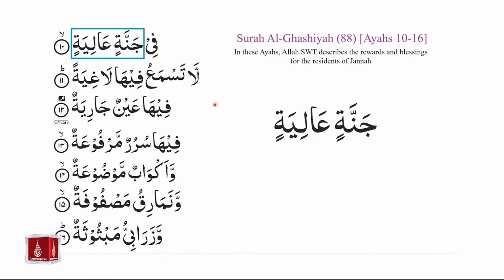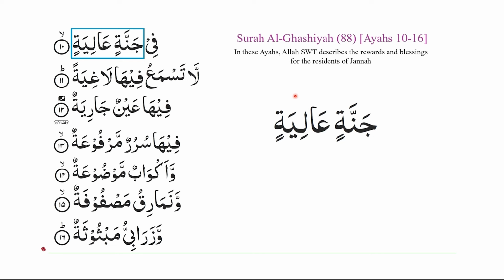Let us analyze the following ayat from the Holy Quran. These ayat are from Surah Al-Ghashiyah, which is Surah number 88 of the Holy Quran. In these ayat, Allah subhanahu wa ta'ala describes the rewards and blessings for the residents of Jannah. Looking at ayah number 10, we see Jannatin Aliyatin.